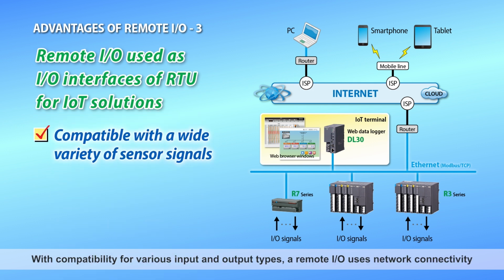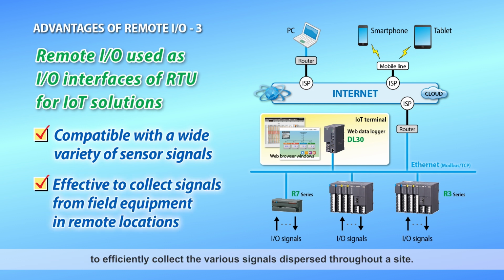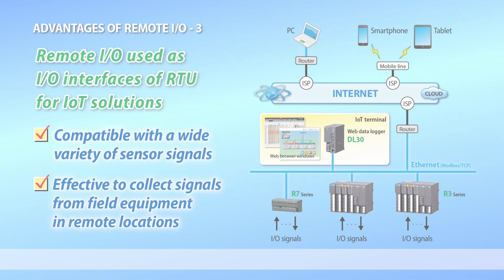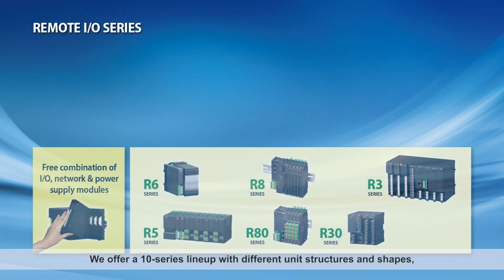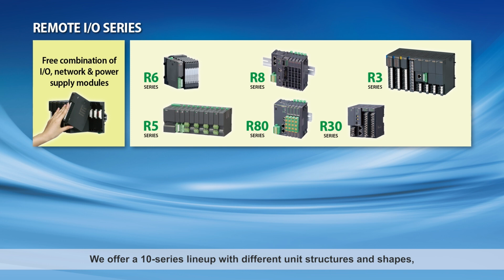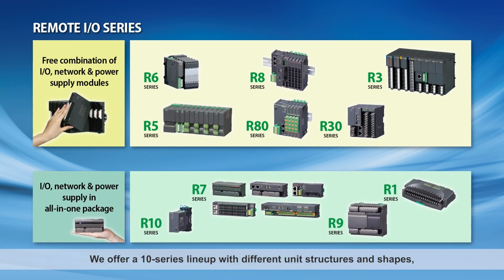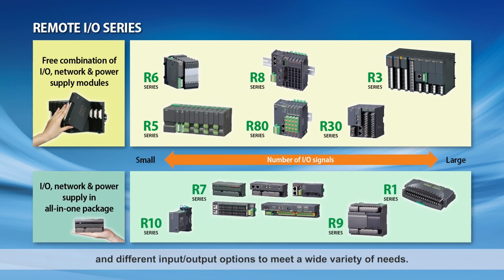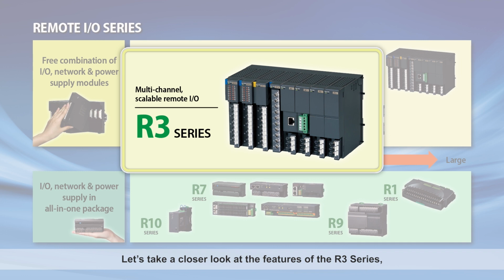With compatibility for various input and output types, a remote I/O uses network connectivity to efficiently collect the various signals dispersed throughout a site. We offer a 10 series lineup with different unit structures and shapes, and different input-output options to meet a wide variety of needs. Let's take a closer look at the features of the R3 series, the most comprehensive series in the lineup.